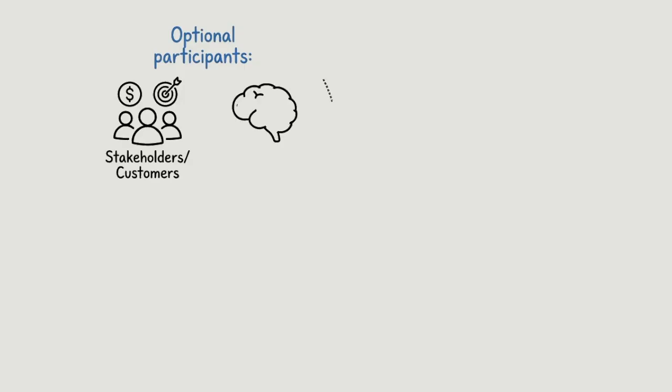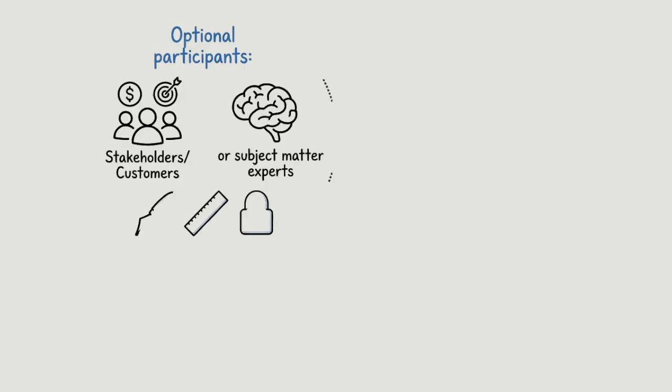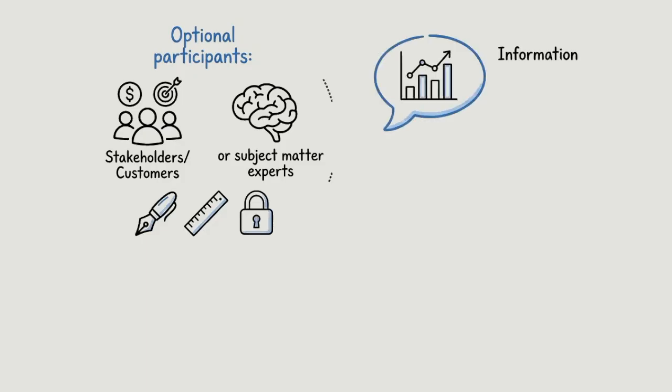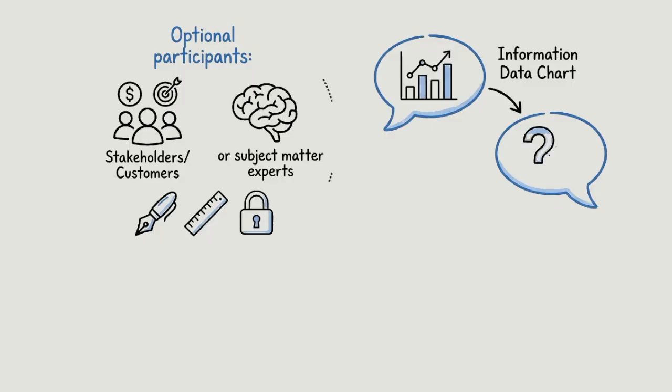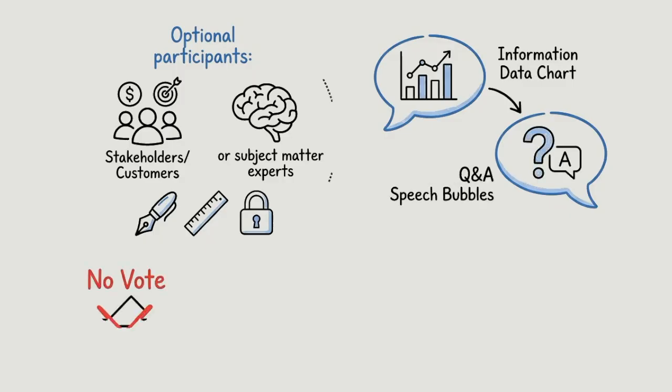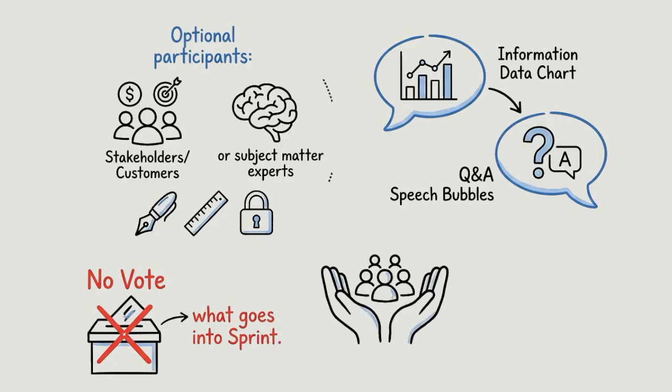There are also optional participants though. These can include stakeholders, customers, or subject matter experts like UX designers, architects, or security specialists. They may join to provide information, answer questions, or give context. However, they do not decide what goes into the sprint. Their role is to support the team, not to control the plan.